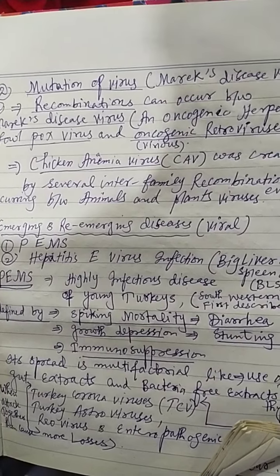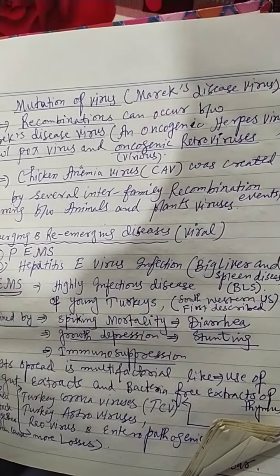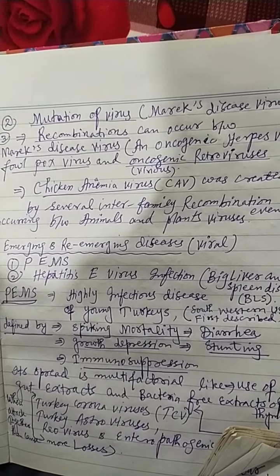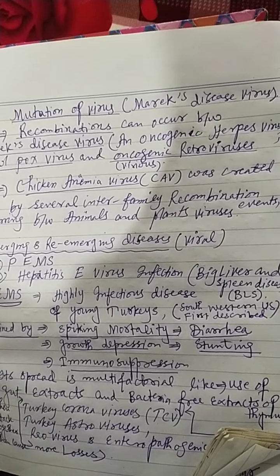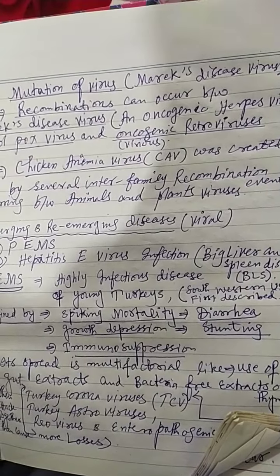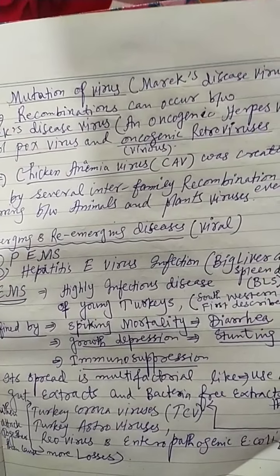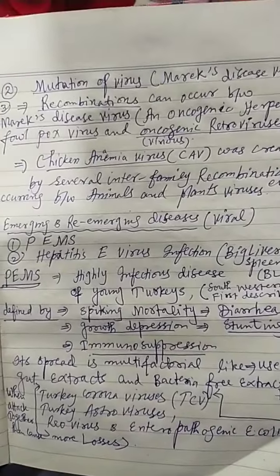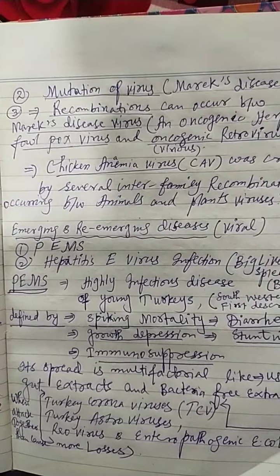Its spread is multifactorial, like use of gut extracts and bacteria-free extract of the thymus, and turkey coronaviruses, turkey astroviruses, reoviruses, and enteropathogenic viruses. When these viruses attack together, there are more losses of production, and the PEMS disease is enhanced.